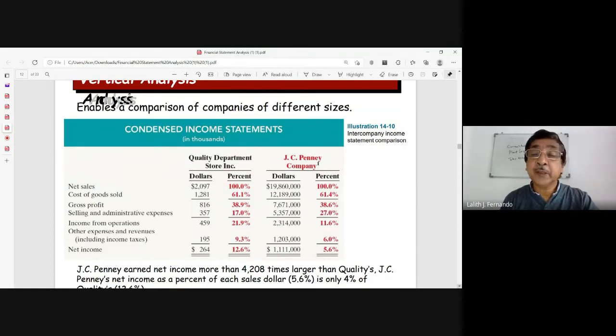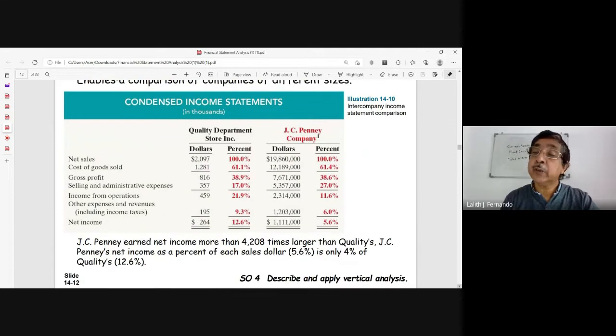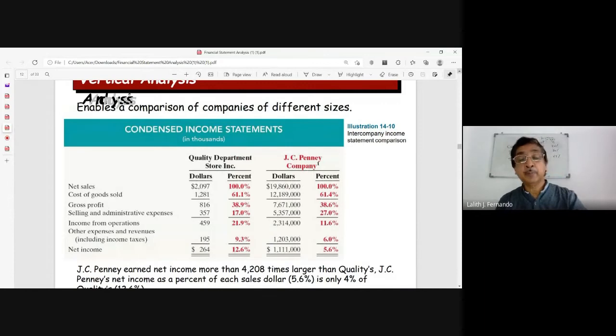Now this is the intercompany comparison. Intercompany comparison is also done through the vertical analysis. One company is named as Quality Department Store, and the other one is JC Penney company. JC Penney is a famous company.